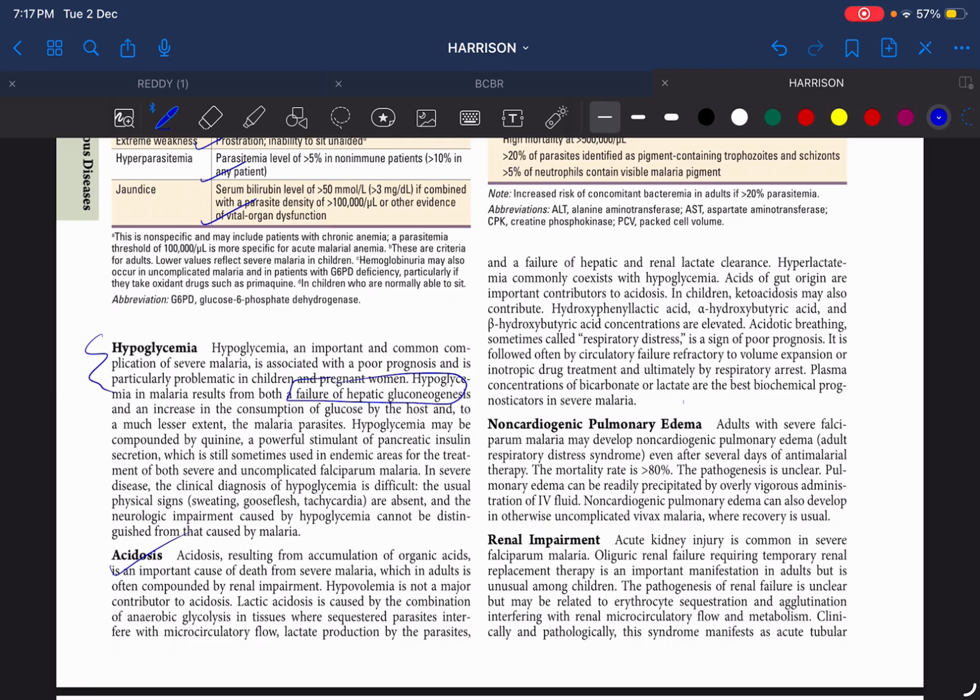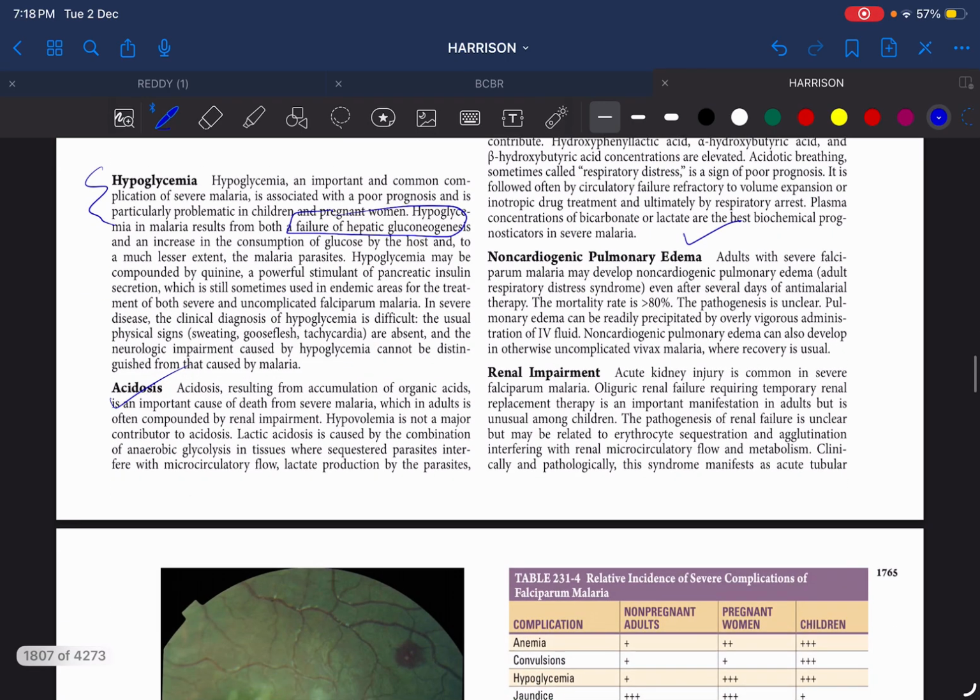Then non-cardiogenic pulmonary edema, which occurs because of the underlying respiratory distress and everything. And remember, another most important cause of non-cardiogenic pulmonary edema is that we treat the patient with aggressive IV fluid, so that also causes this. Then renal impairment, very, very important. Acute kidney injury is very common in case of severe falciparum malaria. This is mainly because of the erythrocyte sequestration in the renal microcirculation.